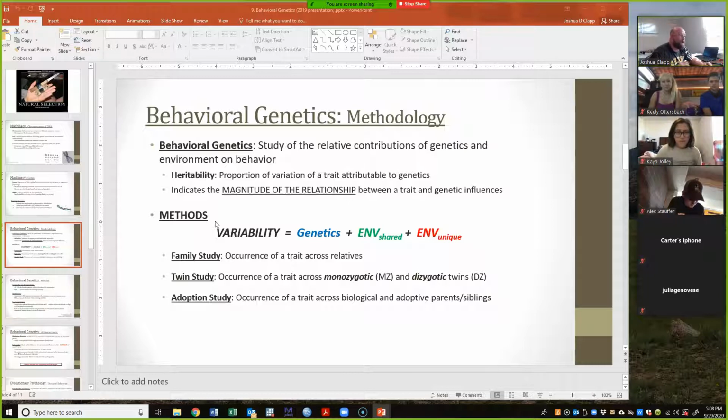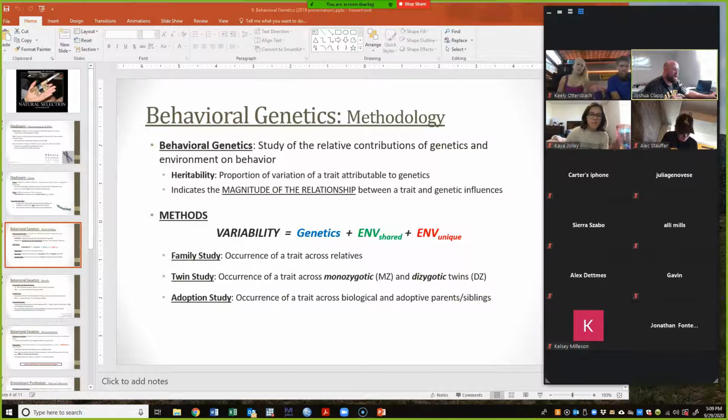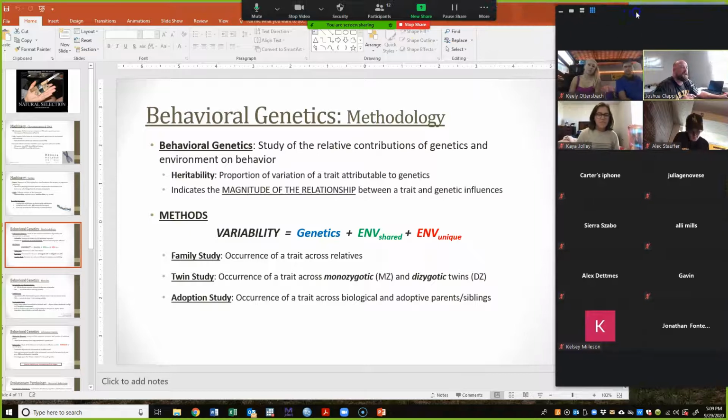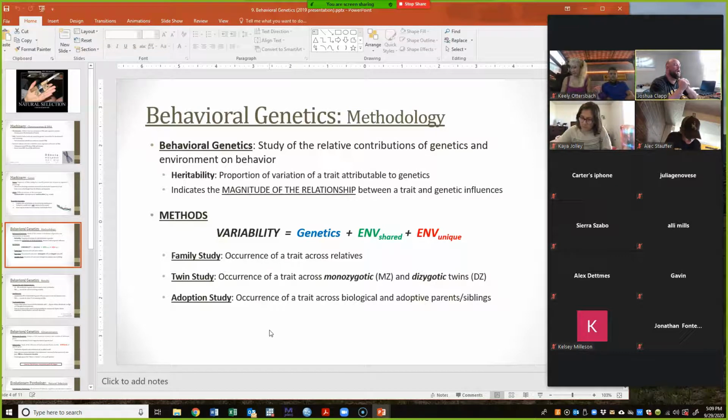Environment and genetic, or not genetic, just different aspects that affect things. Yeah, so if I say something is variable, it just means that there are differences. So variability just means differences, and this is what we're trying to do in a behavioral genetics approach: understand the relative contribution of genetics and environment to differences in some trait.